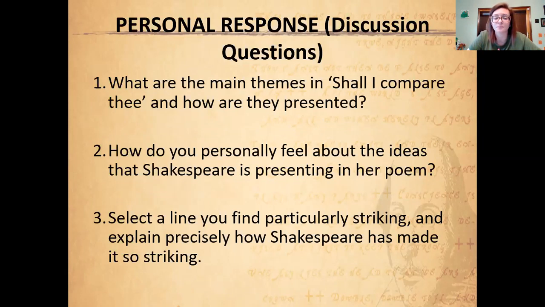And then last question, sorry. Select a line you find particularly striking. Explain how Shakespeare made it so striking. Talk about his language usage. Now, these questions can be simply answered in 3 sentences. 1 sentence for the first question, 1 for the second, 1 for the third. I'm not looking for anything crazy.